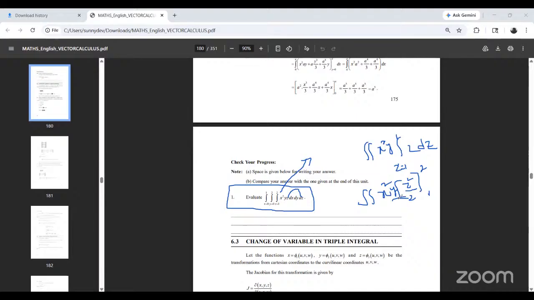So first we have to do the integration with z. After that, we have to do integration with y. And after that, we have to do the integration with x. So then we are getting that.